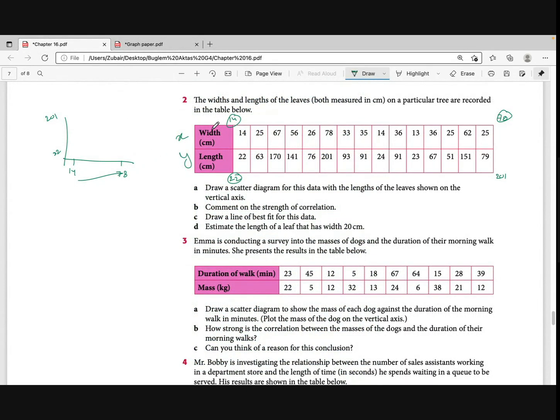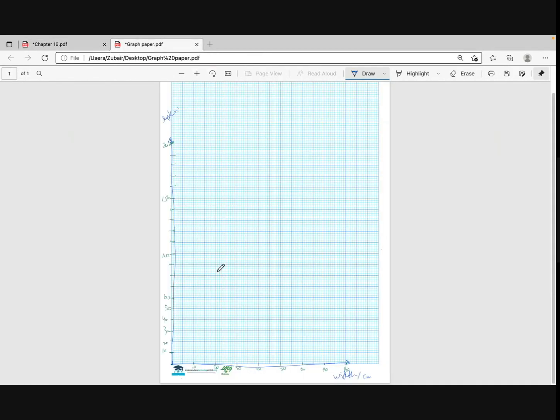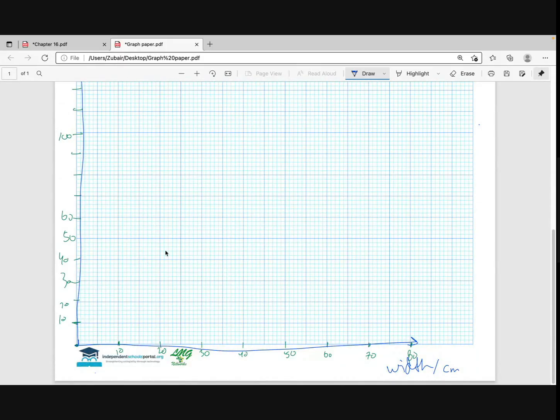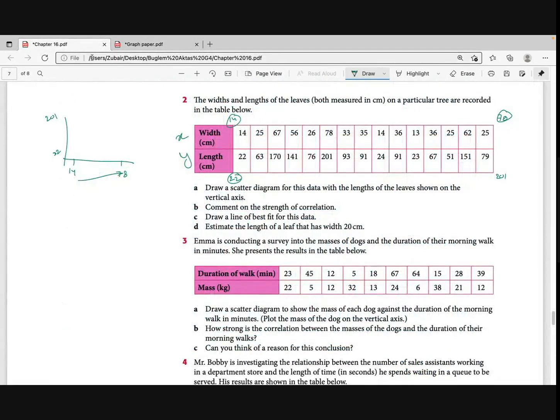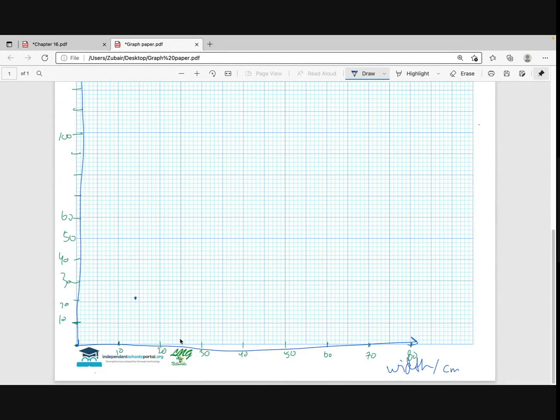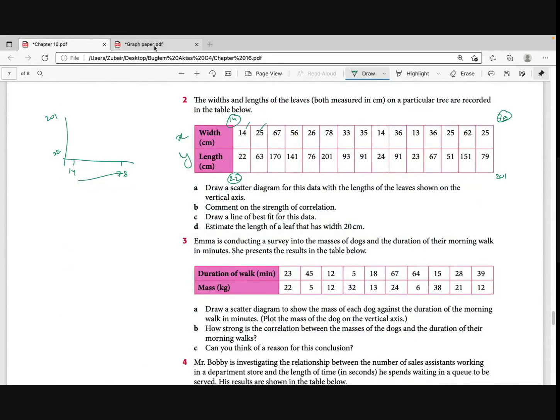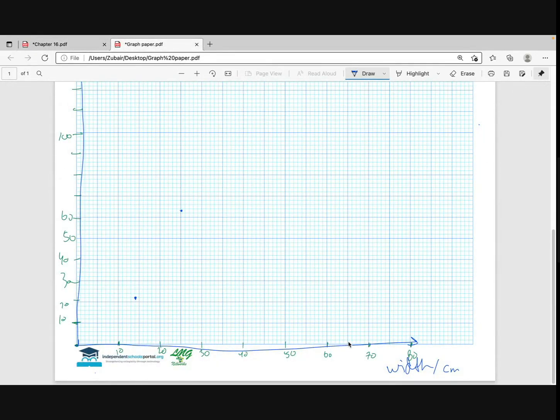Now the first point is 14, 22. X 14, Y 22. This is 10, 11, 12, 13, 14, and this is 20, and this is 22. 14, 22. I'll try to be as accurate as I can with the points. Then 25, 63. 25, 60, 1, 2, 3. Then 67, 170. This is 60, 5, 6, 7.